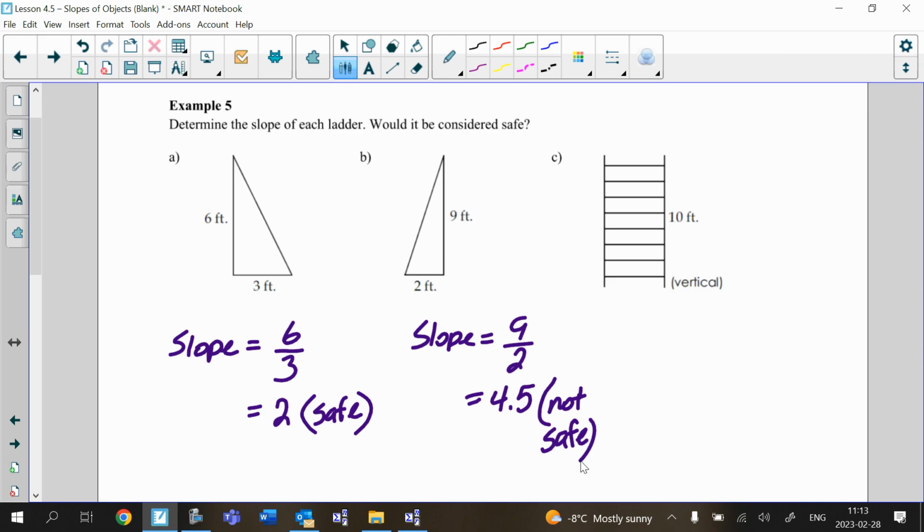This is looking at it from the front. If you looked at it from the side, the ladder is right up against the wall. I don't think you have to do a lot of math with that one. But the run would be 0 because there is no horizontal length. And we can never divide by 0. So it's undefined, and yes, definitely not safe.